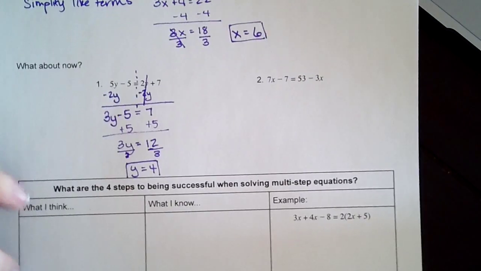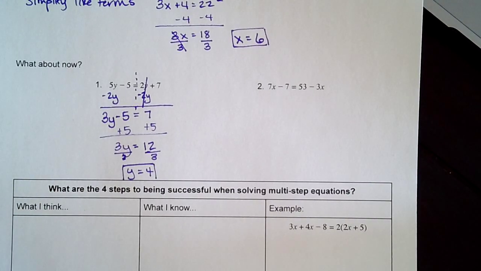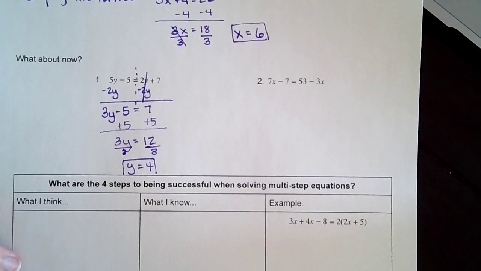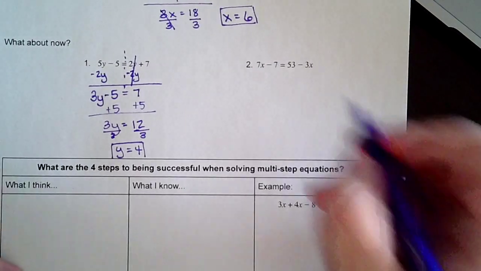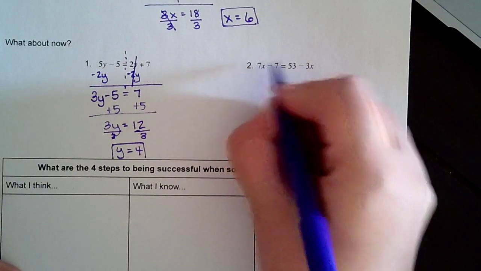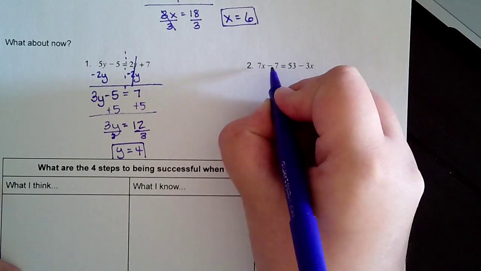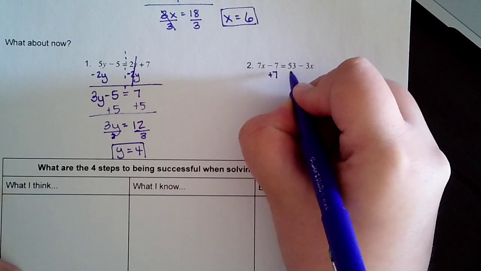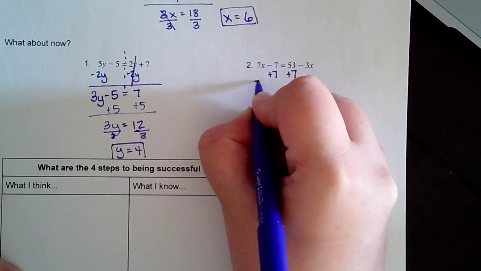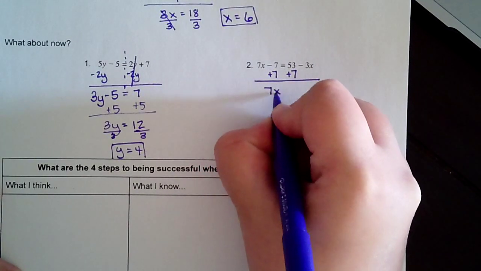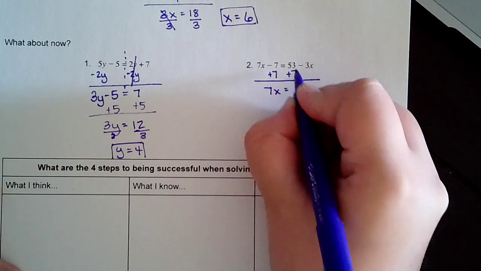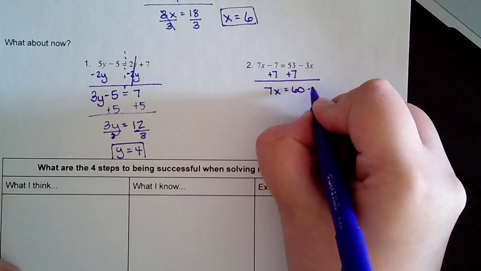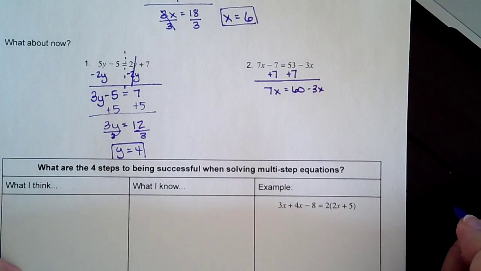Next up, we've got 7x minus 7 equals 53 minus 3x. I know there's someone out there thinking, well, can I combine the numbers first and then deal with the variables? Yeah, you actually can. So let's do that for this problem. Instead of dealing with the 7x and the negative 3x, why don't I move this negative 7 first? If I add 7 to both sides, I'm going to be left with 7x by itself on the left equals 60 minus 3x on the right side.